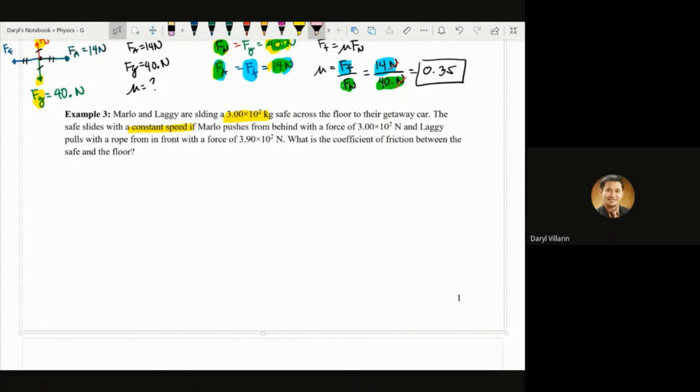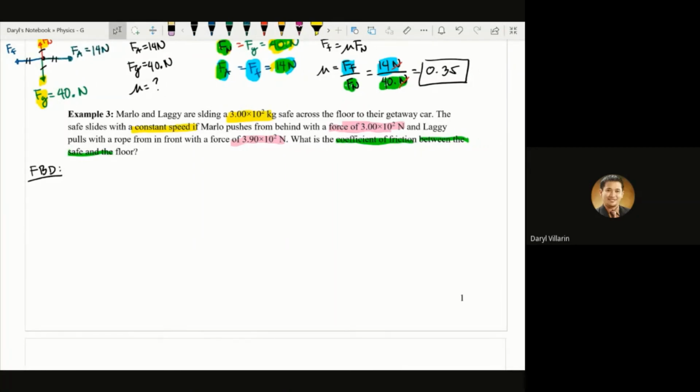So take note, you're given here forces with the unit newton. What is the coefficient of friction between the safe and the floor? So we're looking at the coefficient of friction again. Again, before starting your solution, start first with the free body diagram, always.